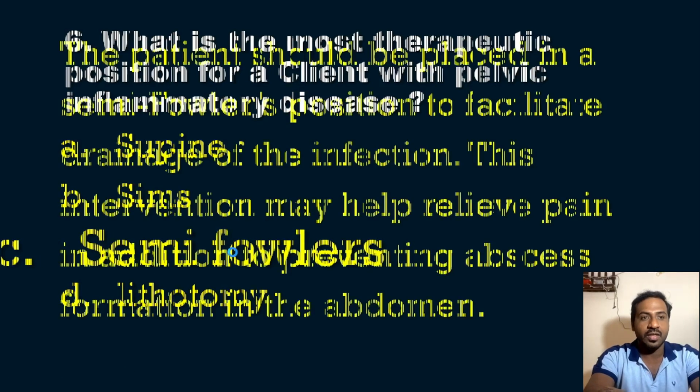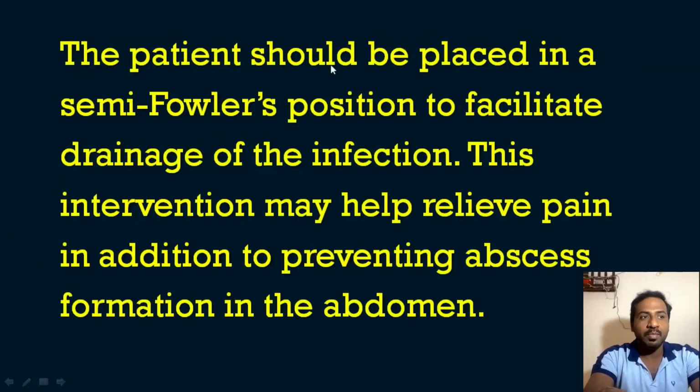Okay, semi-Fowler's position. Why semi-Fowler's position? So the patient should be placed in a semi-Fowler's position to facilitate drainage of the infection, because there will be drainage from the infection site, and this intervention may help relieve pain also, in addition to preventing abscess formation in the abdomen. Okay, so the purpose of providing semi-Fowler's position for a patient with pelvic inflammatory disease is that it will facilitate the drainage, help in relieving the pain, and prevent the formation of abscess in the abdomen. Okay, so that's why we are providing semi-Fowler's position for patients with pelvic inflammatory disease.